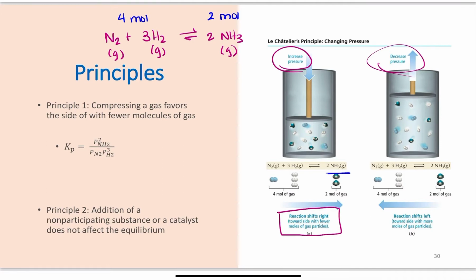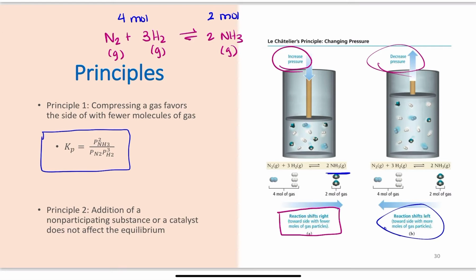Increasing the pressure, I see that I'm going to favor the side with fewer moles of gas. Decreasing the pressure, I see the opposite effect. It's going to favor the side with more moles of gas because they just have more space. So compression of a gas favors the side with fewer gas molecules. Decompressing a gas favors the side with more moles of gas. And that's because your Kp is equal to the partial pressures of these individual gas species.